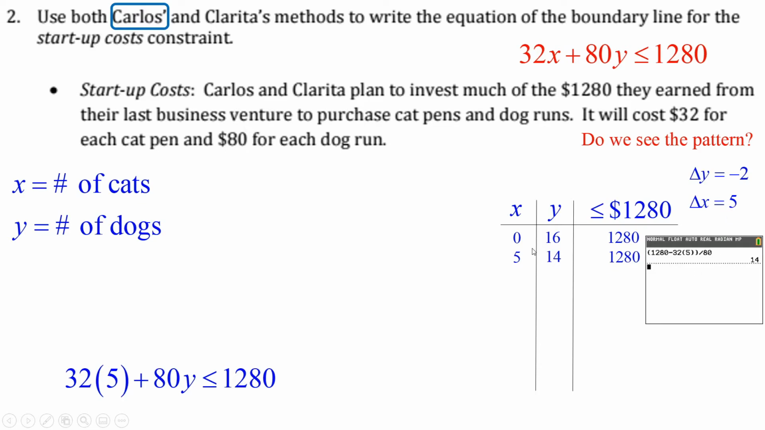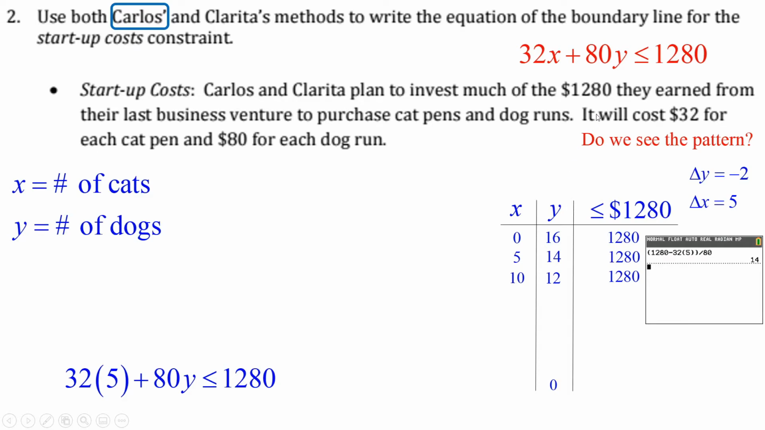But if that pattern continues, then my next x would be 0, 5, it'd be a 10. And my next y would be 16, 14, 12. And if I plug those into this, I'm calling this an equation right now, I would get 1,280 right there. And you could keep doing that. All right. But let's go down to the bottom now. Because we want to get to 0 dog runs and the maximum number of cat pens that we can purchase.